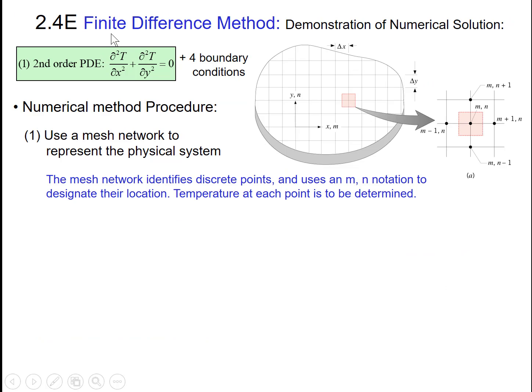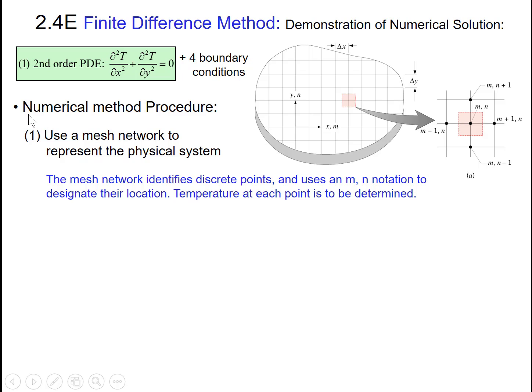E, finite difference method and a demonstration of a numerical solution. First, this is the second order PDE subjected to 4 boundary conditions to describe the two-dimensional steady conduction in this physical system.